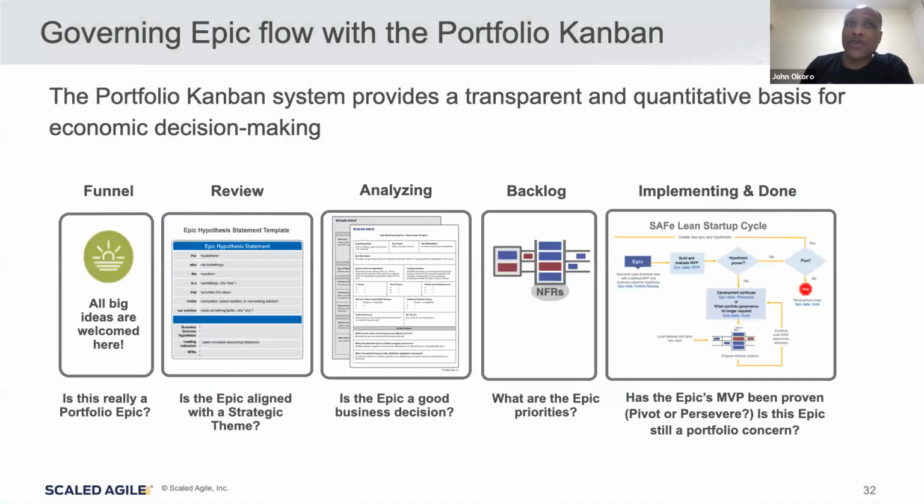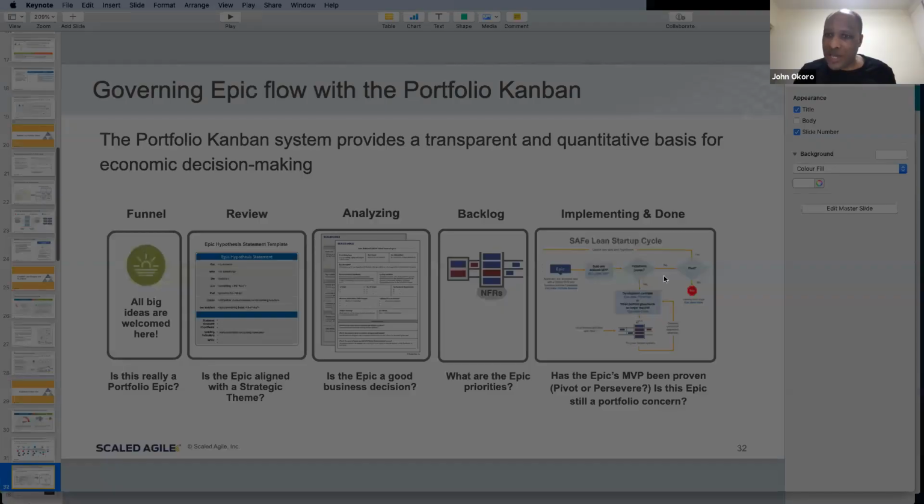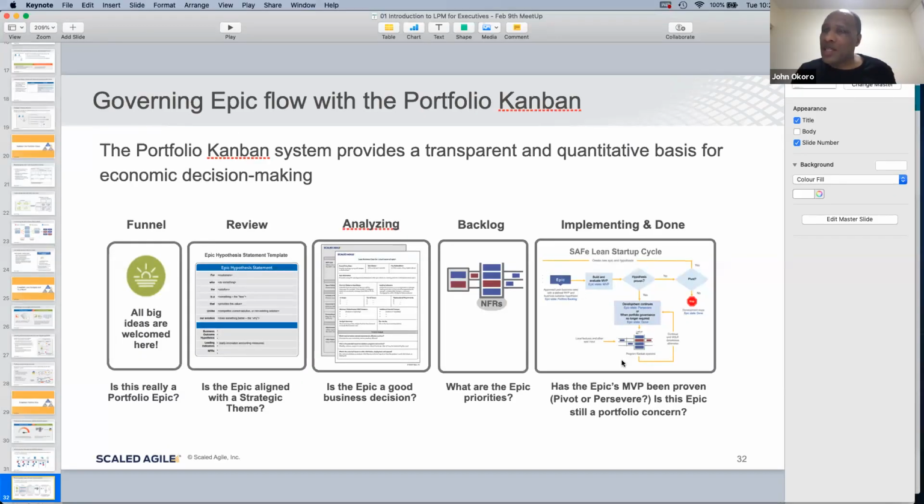Okay. All right, so it's our portfolio Kanban. We get another level of detail view here. So we can see the funnel. Every idea can come in at the top of the funnel. We're gonna do our hypothesis statement for our epics here. We're gonna analyze it. That's our portfolio. They're kind of looking at, maybe a lightweight business case. And then we're gonna put it in the backlog. And then this is the cycle I wanted to show you, to the question you just had, Sebastian. The lean startup cycle.